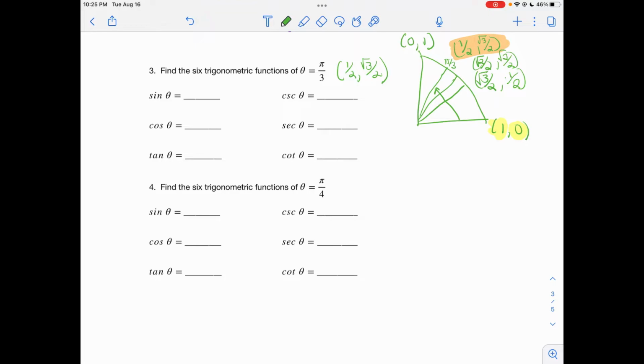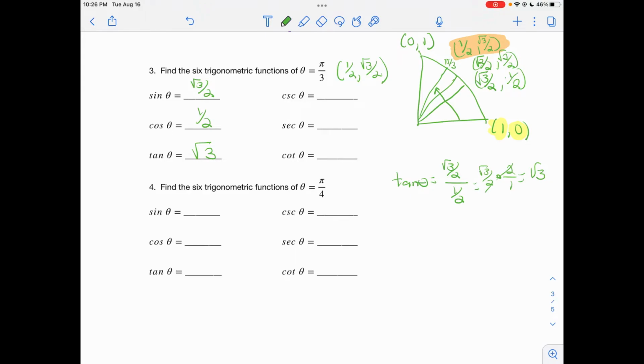So sine of theta is equal to the y value, which is square root of 3 over 2. Cosine of theta is your x value of 1/2. Tangent of theta is y divided by x. So that's square root of 3 over 2 multiplied by 2 over 1, which becomes square root of 3 over 1, or square root of 3. That gives you your first 3.